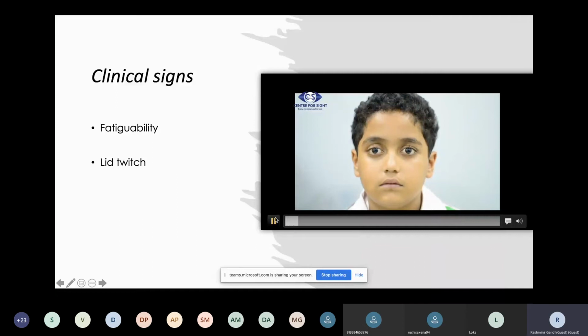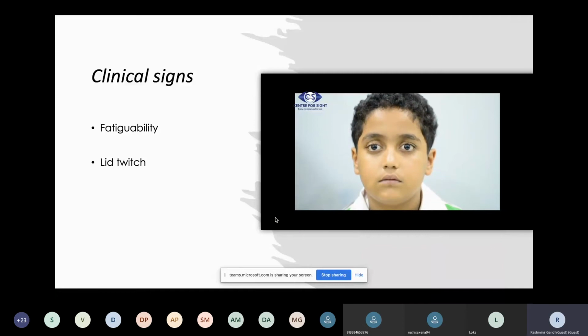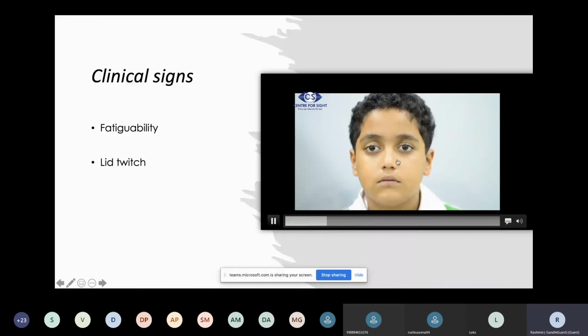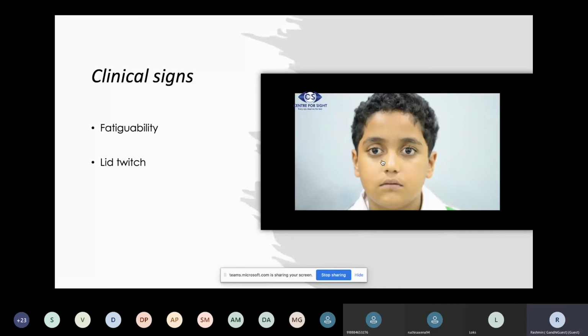Here again, remember, even the pediatric age group can come to you with ocular myasthenia gravis. Here, you will find that this kid is not able to move his eyes at all, but there can be some lid movement, lid hopping, which can occur when he's trying to move the eyes. That is one of the signs of ocular myasthenia gravis, the lid twitch. You can see that the eyes are going up and down here.